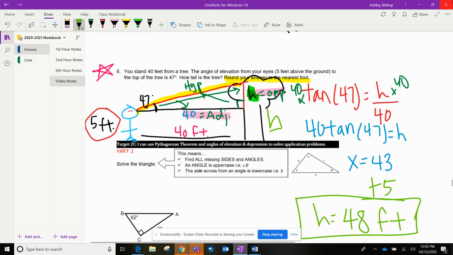Please ask me questions and then do the Go Formative. It is 5 questions and let me know if you have any questions. Now you are set. Please look at my answer key for the questions that I skipped.